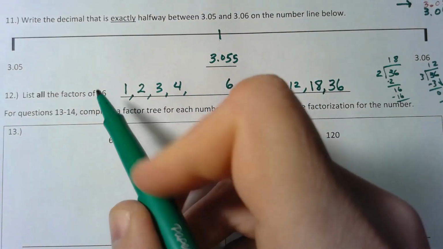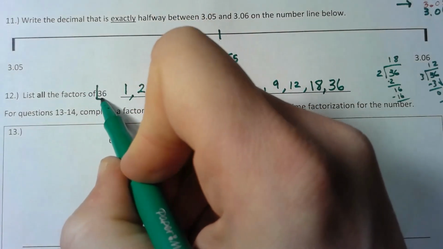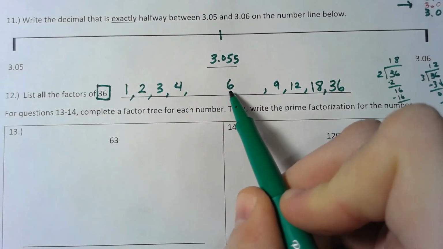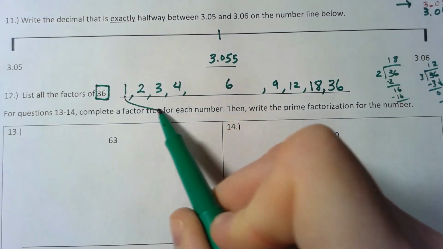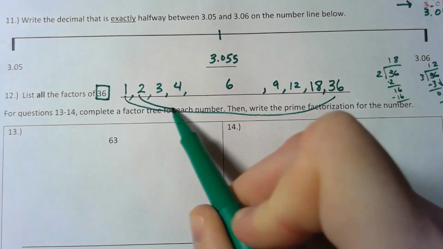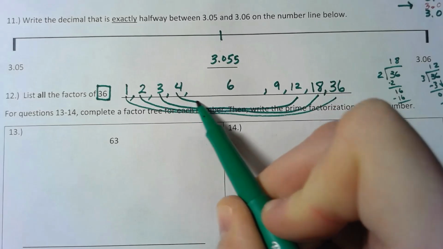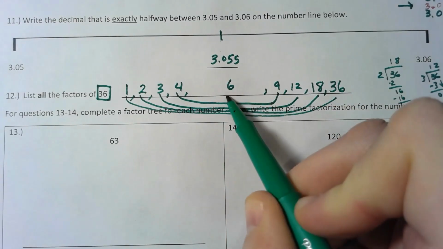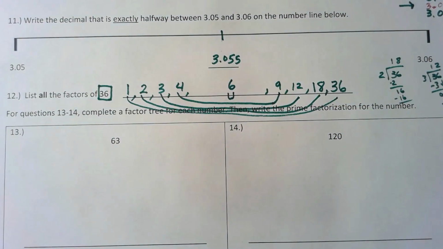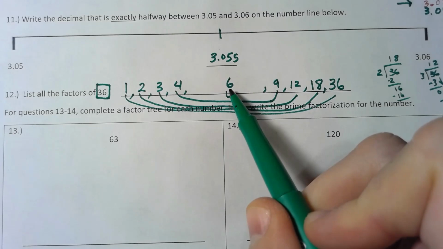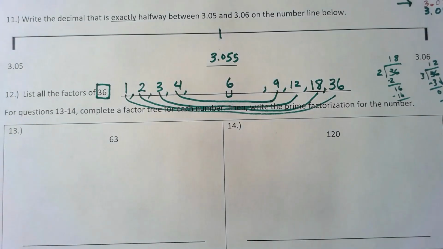So 36 is a special type of number. It's called a square number because it has an odd number of factors. We have some factors right here paired, 2 and 18, 3 and 12, 4 and 9, but then 6 is paired with itself, which gives us an odd number of factors, and we could form a square array, a 6 by 6 array from the number 36.